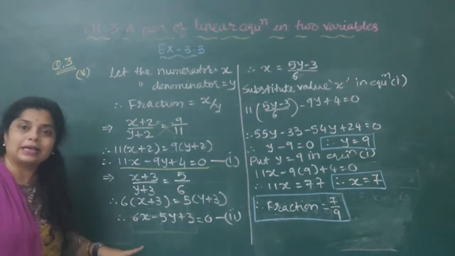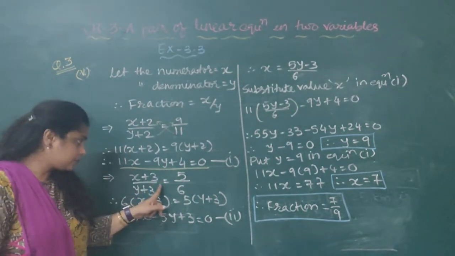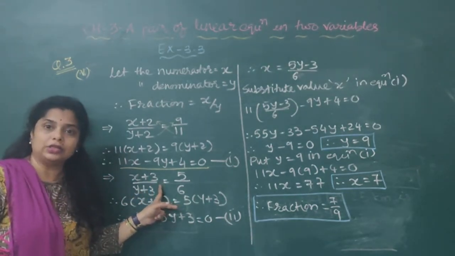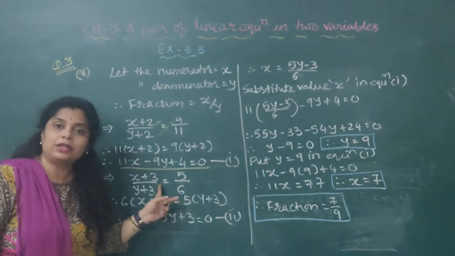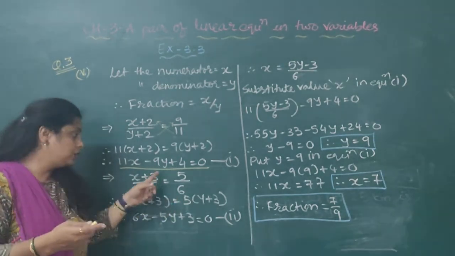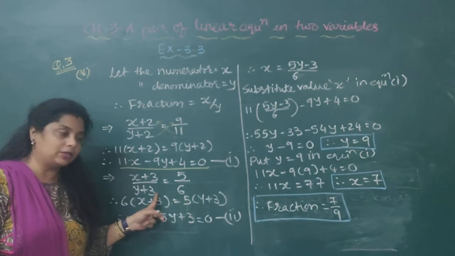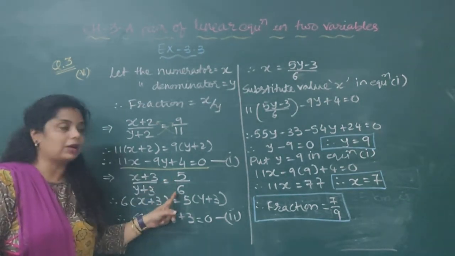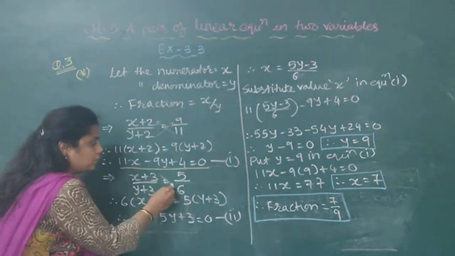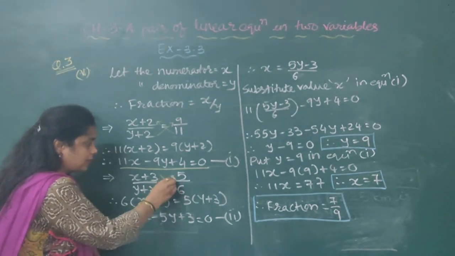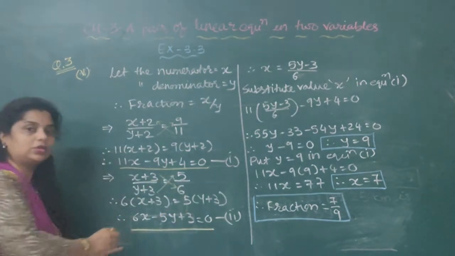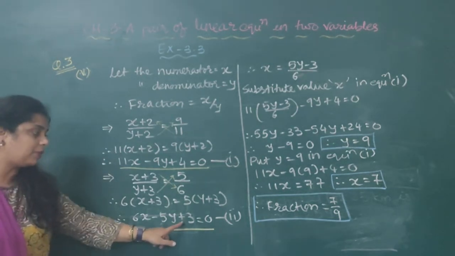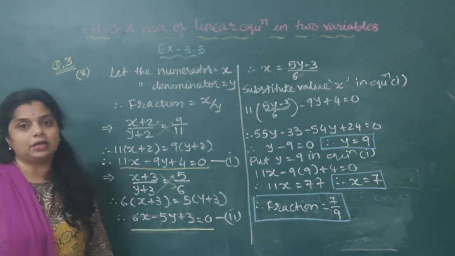Now, we will get the second one by using the second condition, in which it is given that 3 is added to the numerator and the denominator, and finally by this way we got the fraction 5 by 6. Again you can do the cross multiplication method to get the equation. So this is 6x minus 5y plus 3, the second equation.